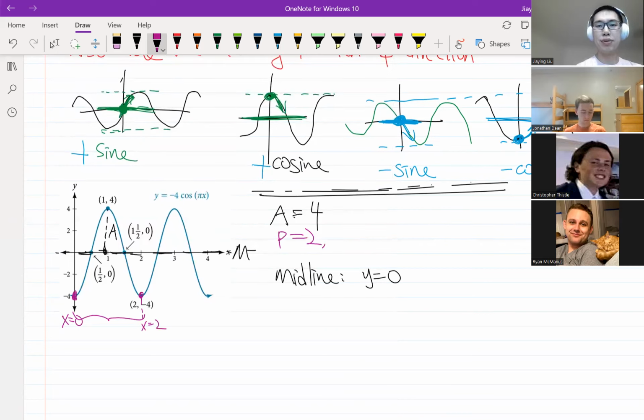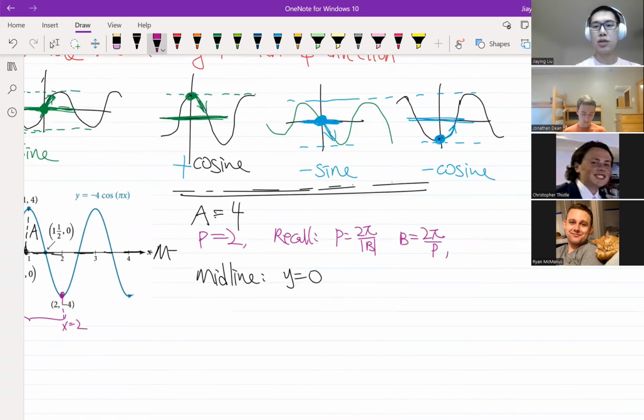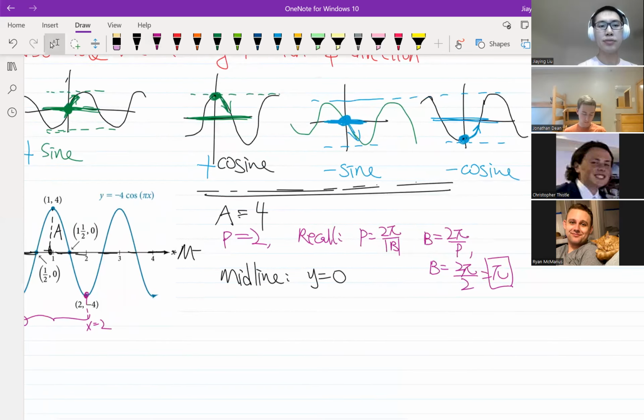That means I can find the b value. Remember that period equals 2 pi over the absolute value of b. That means b is equal to 2 pi over the period, and the period is 2 we said here. So b equals 2 pi divided by 2, which is pi. So the b value is pi in this case. So now I found the midline, amplitude and the b value. That's good.